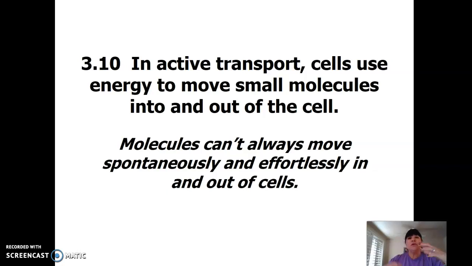Going from low to high. So I'm going to have another video of diffusion, facilitated diffusion, and active transport. So please, again, look at the animations because they're very helpful. So anyway, make sure you look at them.